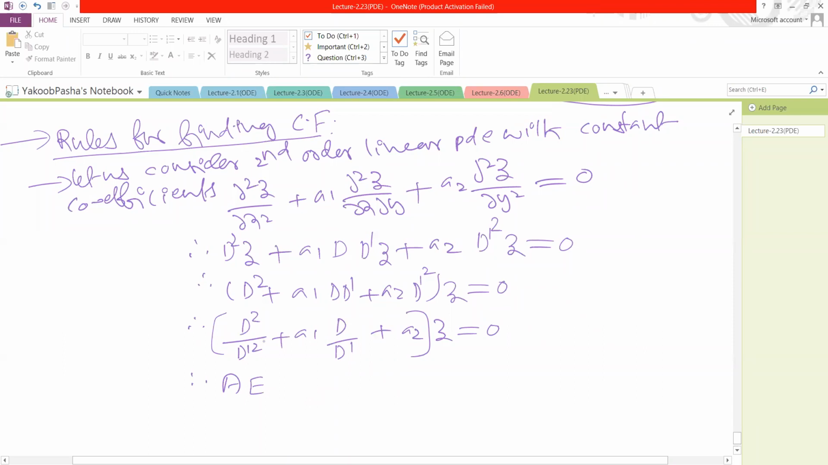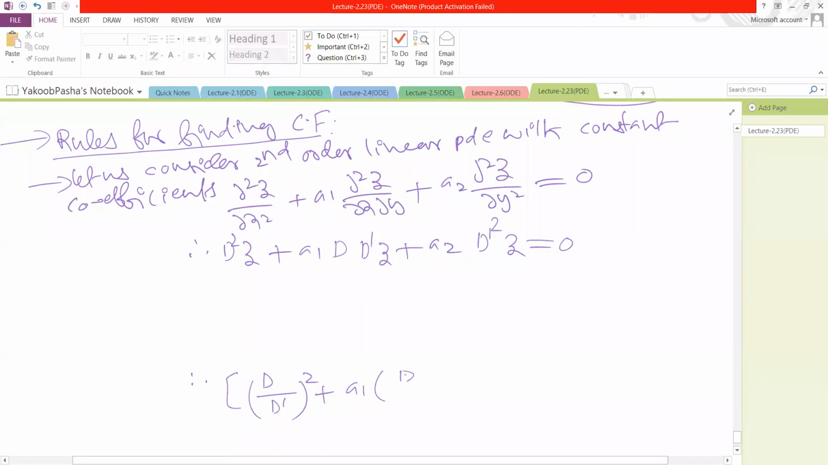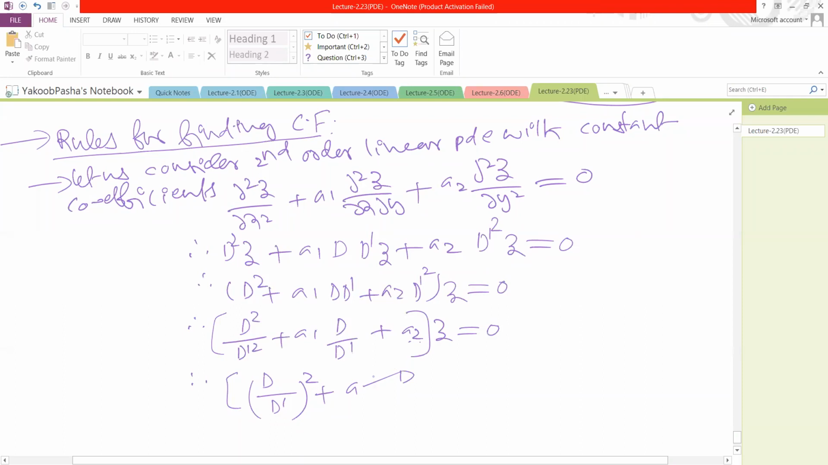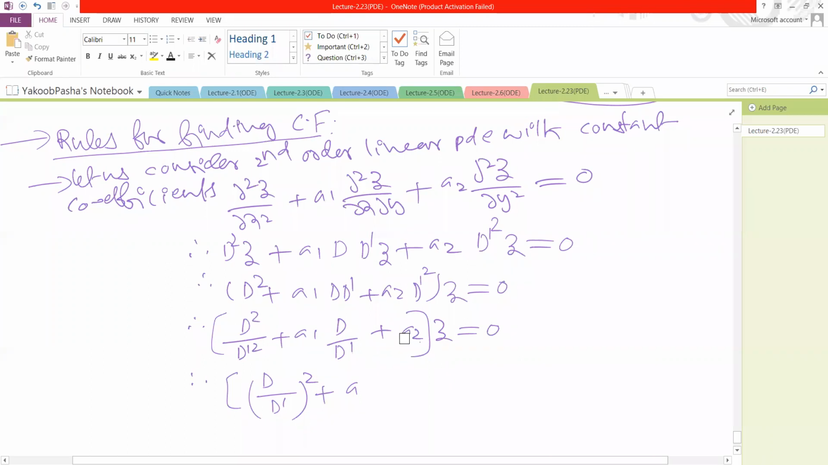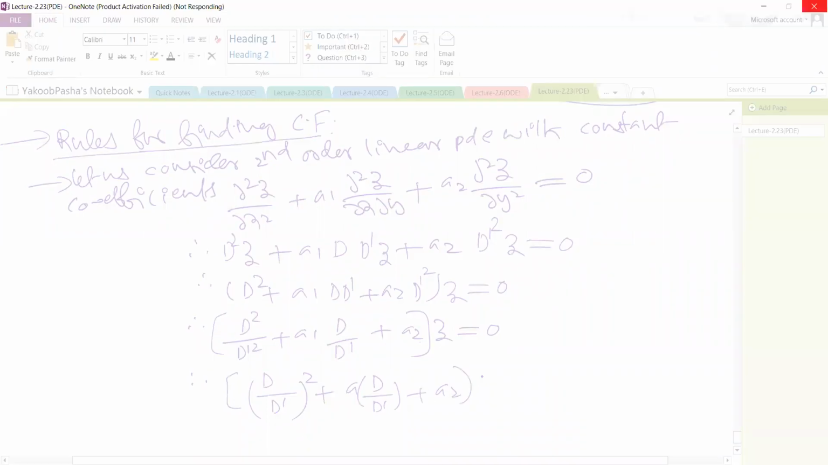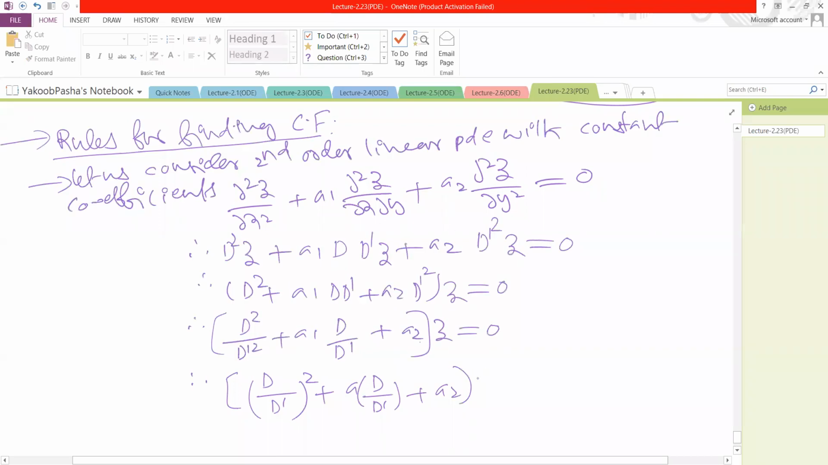equation. Just write d square by d dash square, I'm writing one more step here, (d by d dash) whole square plus a1 into d by d dash plus a2 into z is equal to 0.